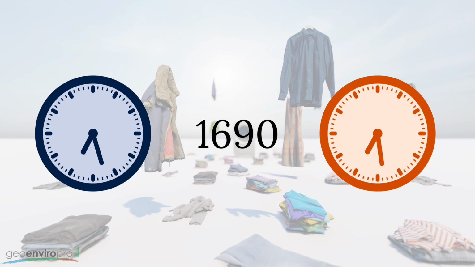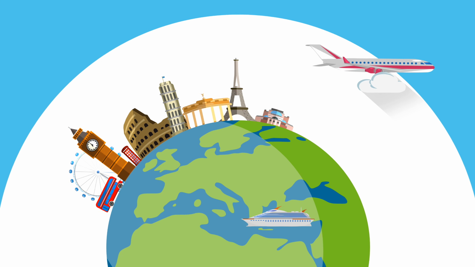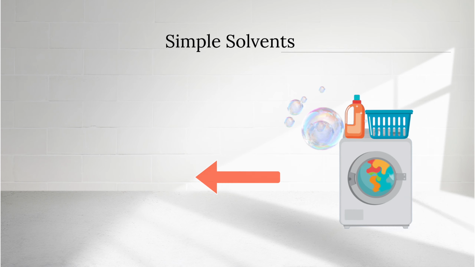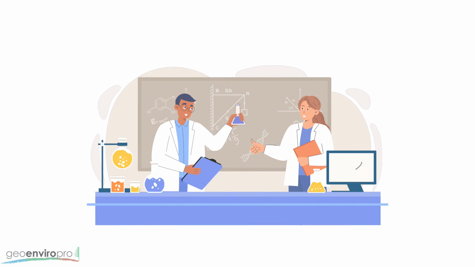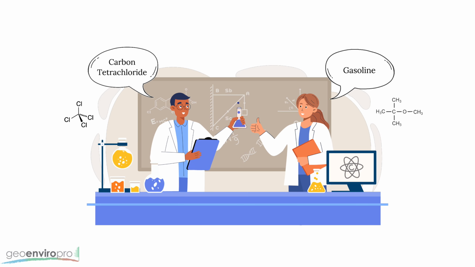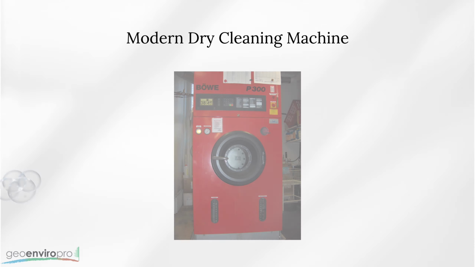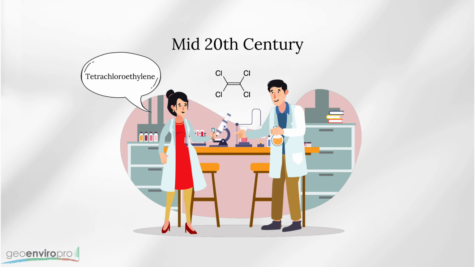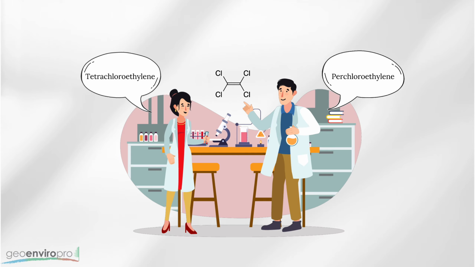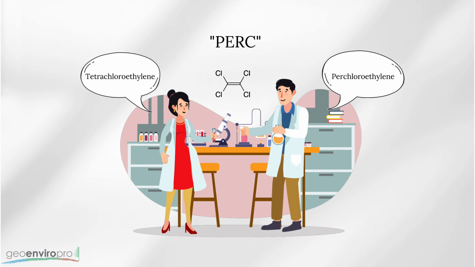Tracing back to 1690, the dry cleaning industry began in Europe, initially using simple solvents like turpentine. As it evolved through the 1800s, we saw the introduction of carbon tetrachloride and gasoline, paving the way for modern dry cleaning methods. By the mid-20th century, tetrachloroethylene, also known as perchloroethylene or PERC, became prevalent.